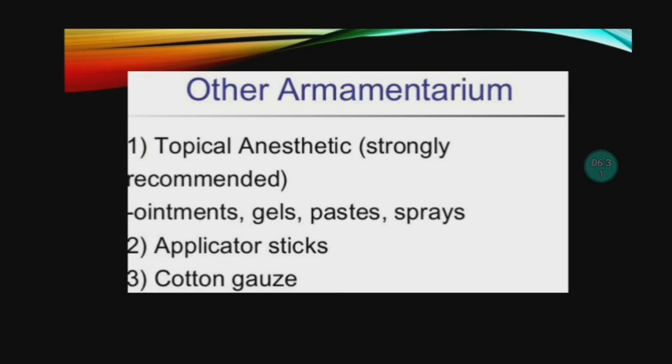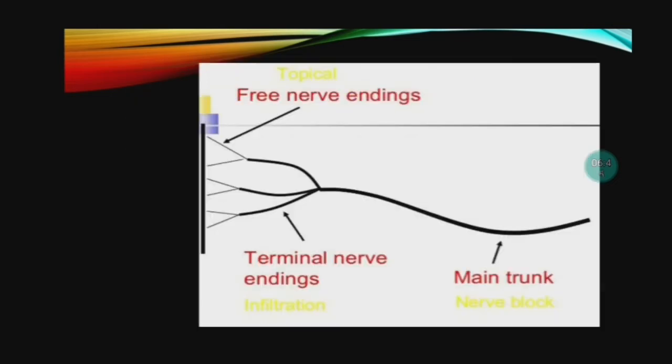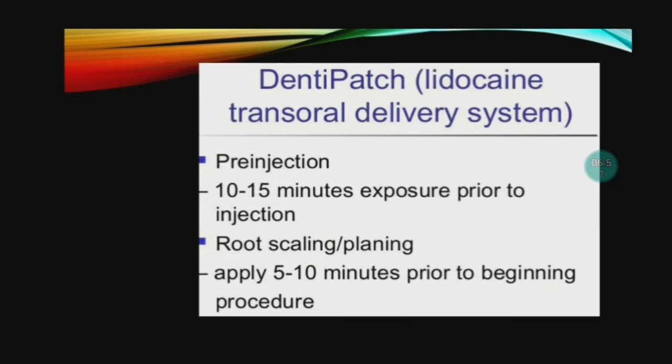Other armamentarium. Topical anesthetic is strongly recommended: ointments, gels, paste, sprays. Second, the applicator sticks, and third, the cotton gauze. Topical anesthetic acts on free nerve endings, the terminal nerve endings, the infiltration, and the main trunk nerve block. Dentipatch, lidocaine transoral delivery system. Pre-injection, 10 to 15 minutes exposure prior to injection. For root scaling and planing, apply 5 to 10 minutes prior to beginning the procedure.